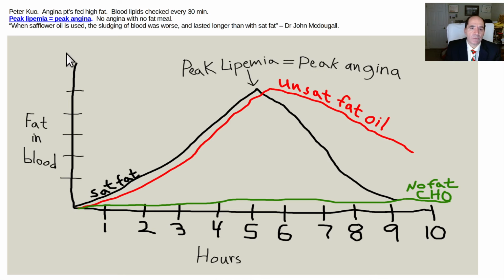Here is some of the research done by Peter Kuo. He was a cardiologist in Pennsylvania. He checked the blood lipids on the patients every 30 minutes after feeding them a high-fat meal, initially with saturated fat. And he found between about 4 to 7 hours at peak lipemia, highest lipid levels in the blood, the patients would get chest pain. These patients all had baseline cardiac angina, meaning heart disease, coronary artery atherosclerosis-related chest pain. And it totally correlated with the lipemia in their blood.